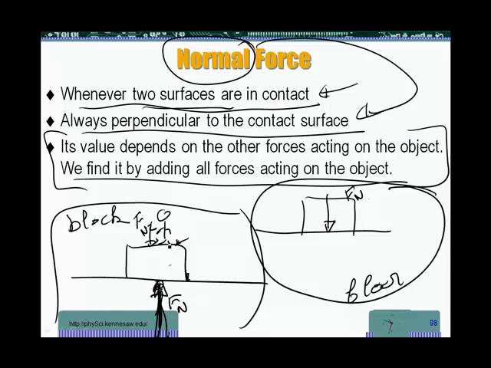Okay. In summary, before I move on, the normal force, you are going to be able to determine it only by figuring out what other forces are acting on the object. The normal force is always perpendicular to the contact surface. It exists whenever we have two surfaces in contact. It has nothing to do with weight or anything like that. It has to do with whatever else is acting on the object, and we have to figure it out.